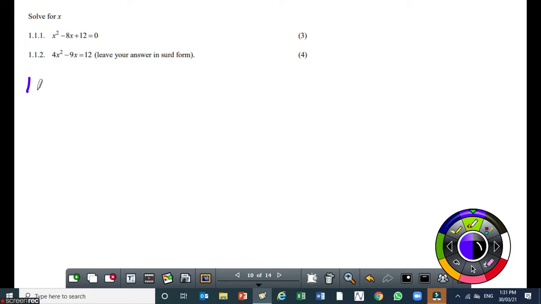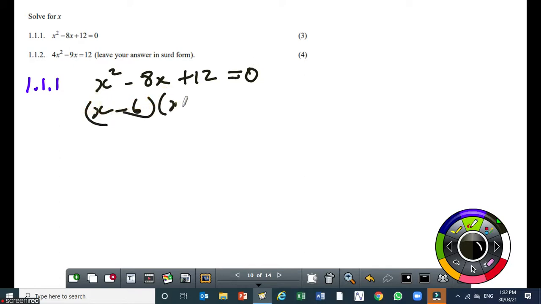So, 1.1.1, we are going to factorize. Okay? Yes? So we have got x squared minus 8x plus 12 equal to 0. This one is very simple. So it will be x minus 6 times x minus 2 equal to 0.